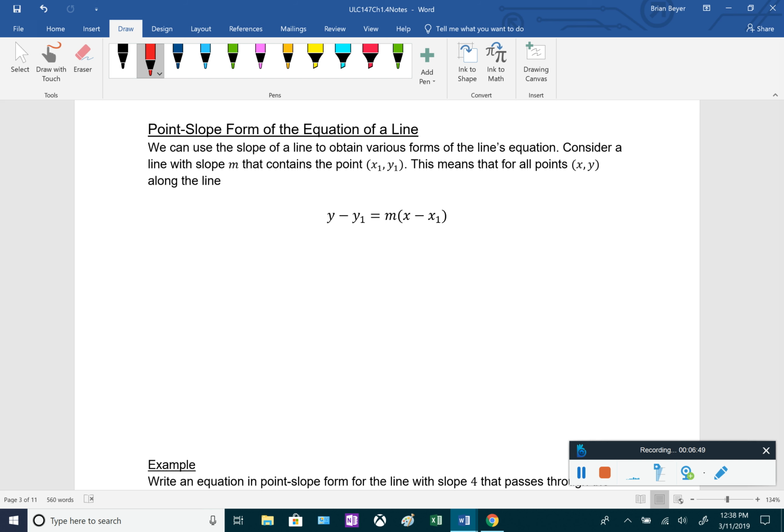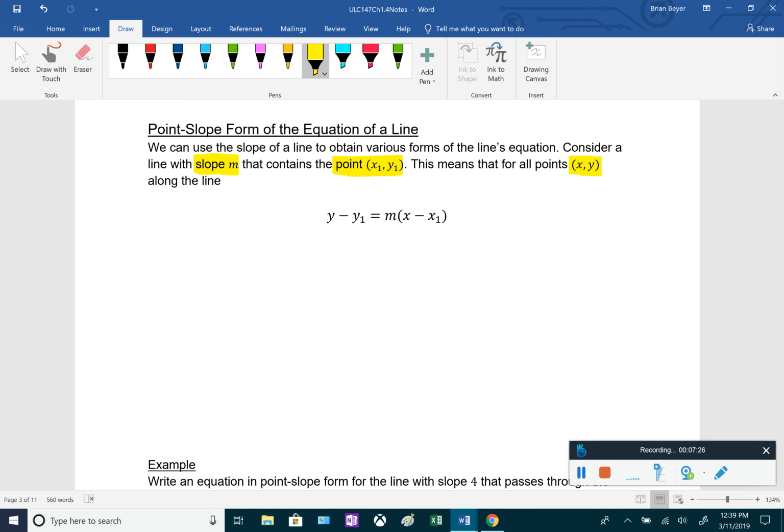Okay, so the point-slope form is based off of the slope formula. All of these formulas that we're doing are actually going to be the same formula. So starting with the slope formula, we're going to say that it has slope m, and it contains the point x1, y1 on the line. So instead of having an x2, y2 in the slope formula, we're going to replace x2, y2 with just x comma y.